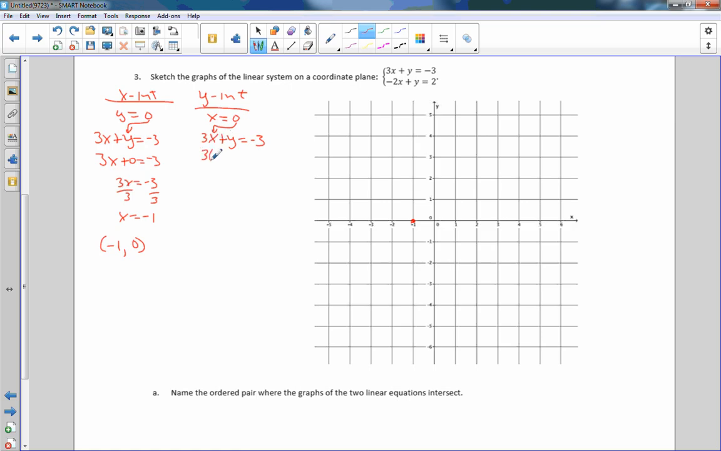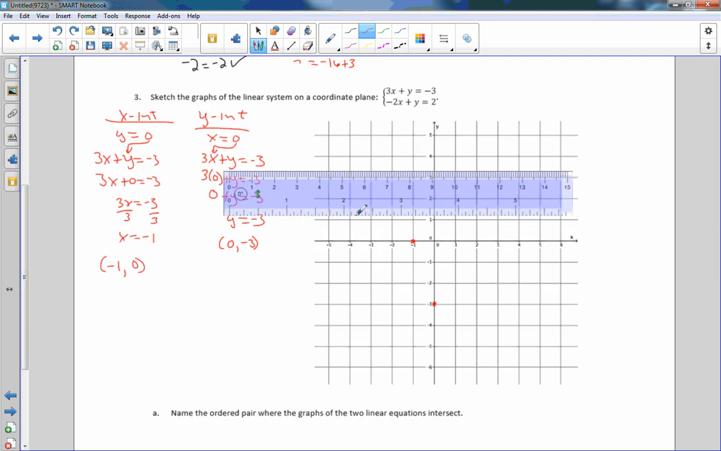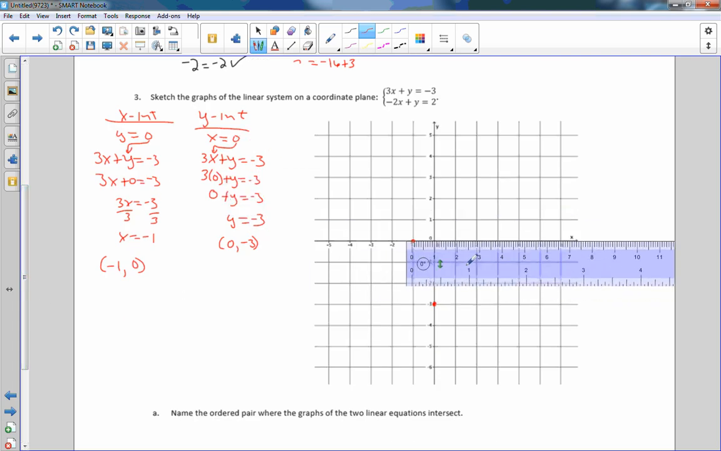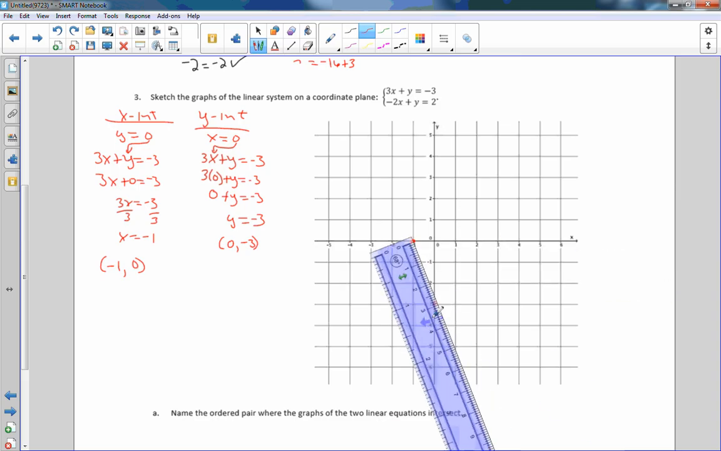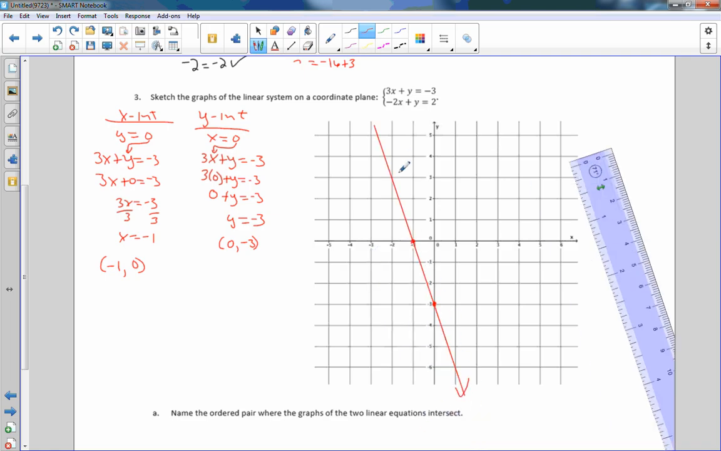Substituting in 0 for x, I get 3 times 0 plus y equals negative 3, and 0 plus y equals negative 3, and therefore y equals negative 3 when x is 0. So there's my point, (0, -3). Get my ruler. It's easier to do this, for me anyway, if I just put the 0 right there. Draw my line. This is the equation, 3x plus y equals negative 3.